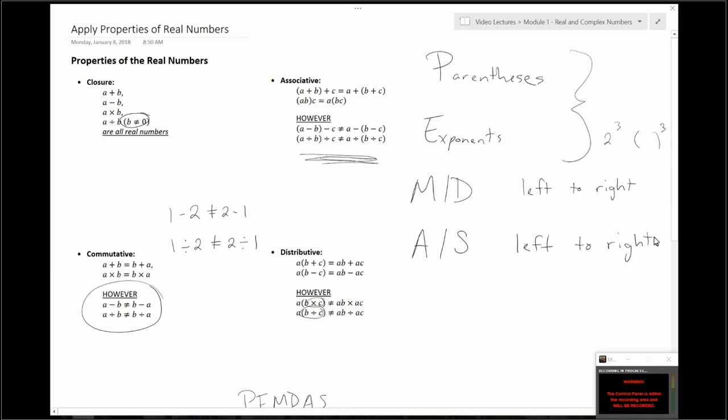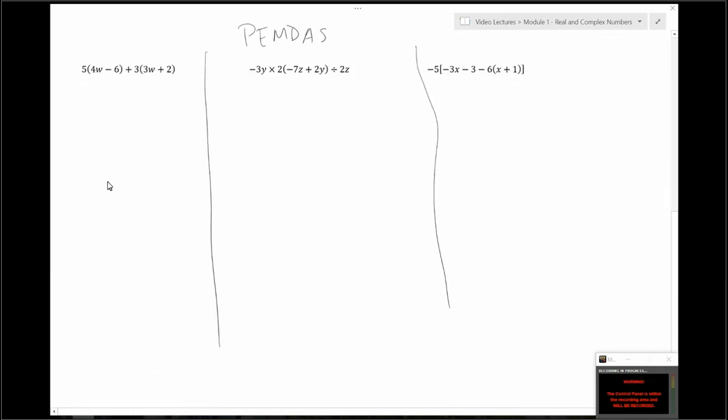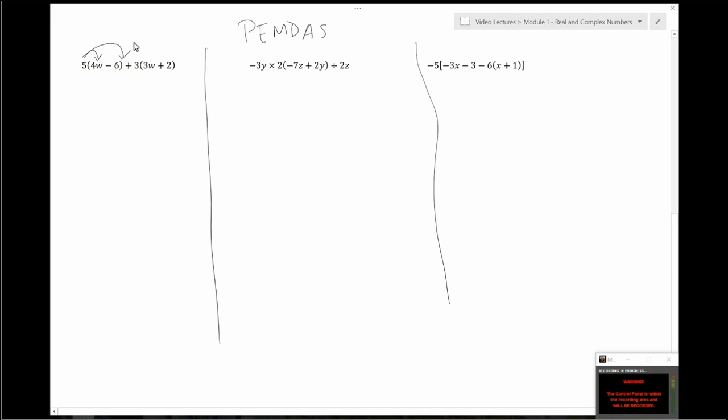So let's look at how these actually work with some examples. So for this first one, this is pretty straightforward. We're going to distribute this 5. And again, I'm treating this 4W as one thing. So I have 20W minus 30. And then I'm going to distribute again. 9W plus 6. So now I'll read left to right.